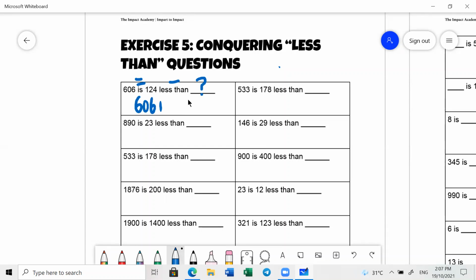Now, but my question mark is on the right-hand side. So therefore, my answer should be 606 plus 124. All right, and then you do your normal addition column. What would you get? You'll get 730. All right, and then when you read out, you have to read it this way. 606 is 124 less than 730. So we found our question mark. Yay!